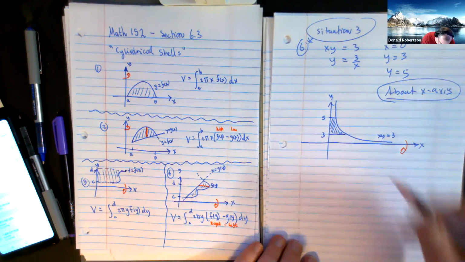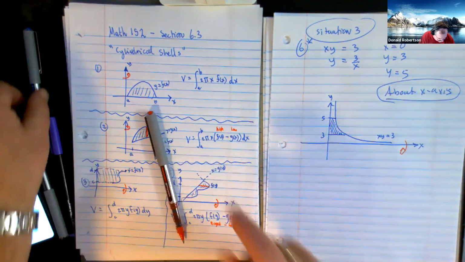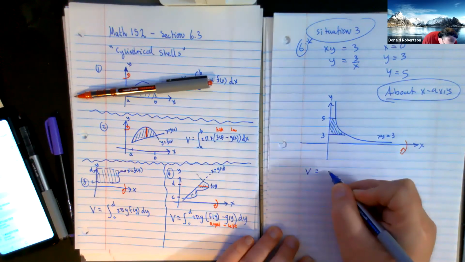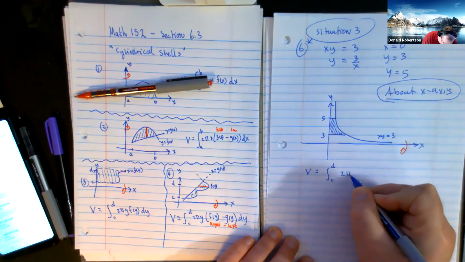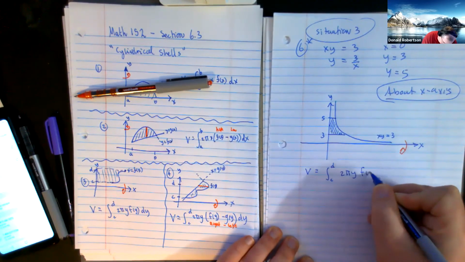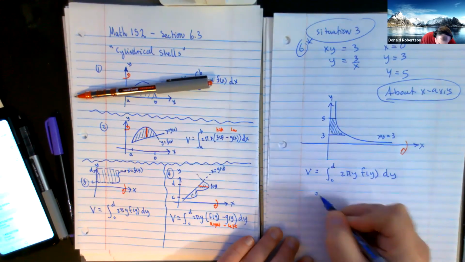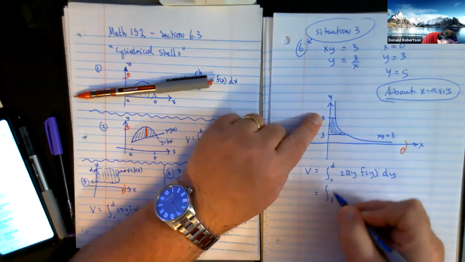Now, it's basically just a single curve about the x-axis. We have a formula for getting the volume. It's the integral from c to d, 2 pi y, f of y, dy. Well, I know the y values are from 3 to 5, so that's where they came from.